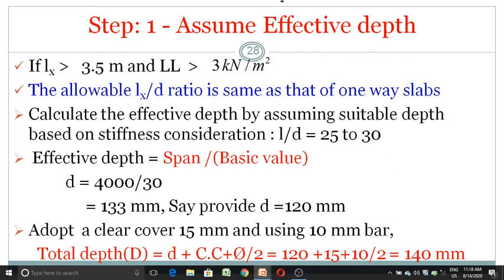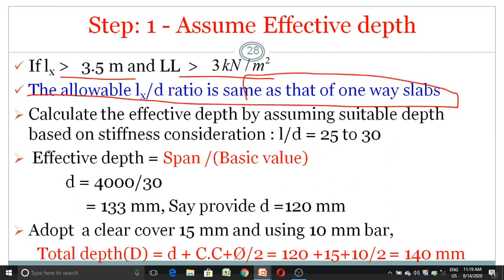As for assuming effective depth, our Lx is greater than 3 meters and live load is greater than 3 kN per meter square. So we have to assume our overall depth, that is allowable Lx by D ratio, same as one-way slab. So what is the condition? Stiffness consideration for choosing the effective depth for one-way slab, that L by D ratio must vary from 25 to 30. In this case I am assuming 30 is my basic value. According to that I am calculating the effective depth.